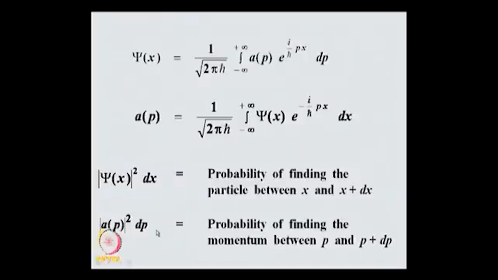We will discuss this a little later, that we will interpret this. This is Max Born's interpretation for the probability density function, and it describes that this is the probability of finding the particle between x and x plus dx, and this will represent the probability of finding the momentum between p and p plus dp.